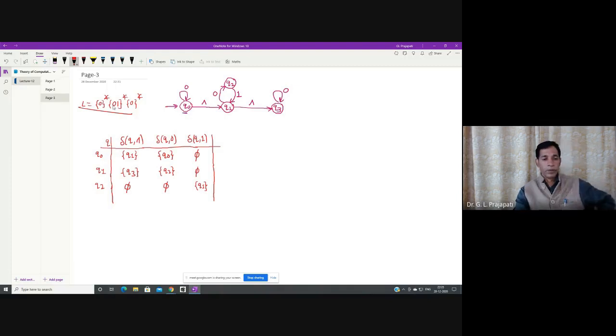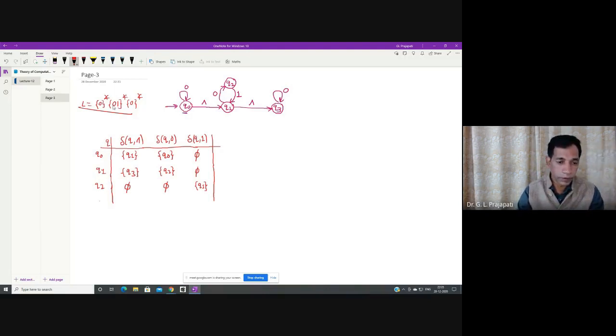So whenever you are at Q2, you don't have the null transition, hence this is the empty state. Whenever you are at Q2 and the input is 0, you don't have a transition for 0, hence you are going to the empty state. You are at Q2 and the input is 1, you are coming to Q1.